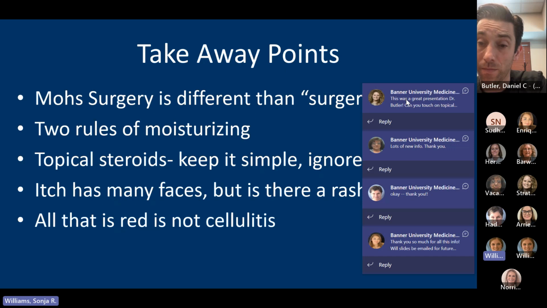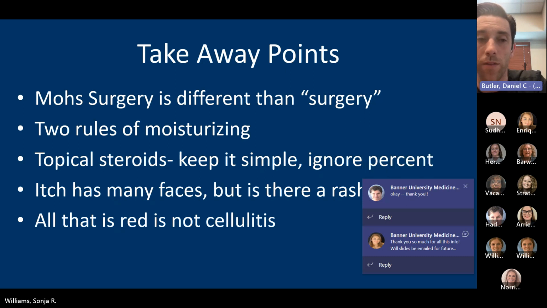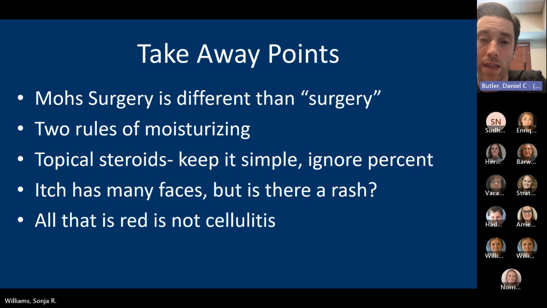Can you touch on topical steroid use and skin biopsies? Yeah, of course. Delaney's a well-known face for us. So topical steroids, as I mentioned before, can be really confusing because everyone has different exposure to them. I think the way to think about them is first to know their side effects.